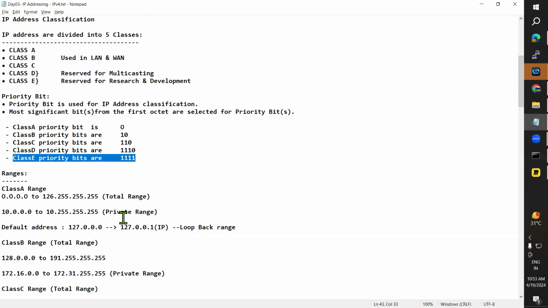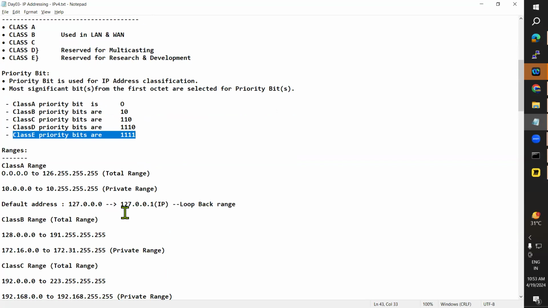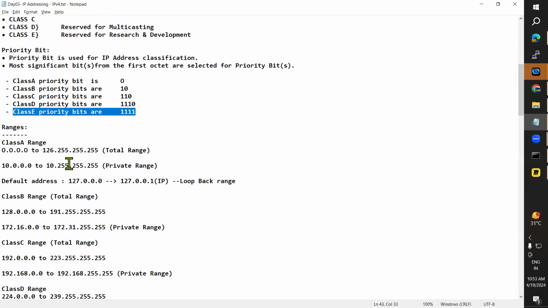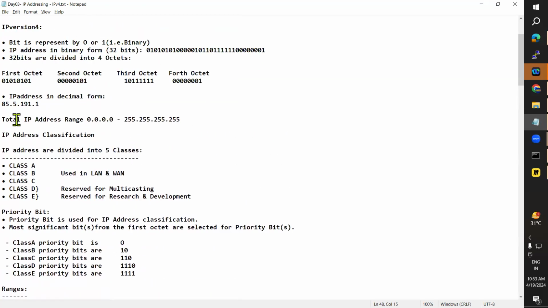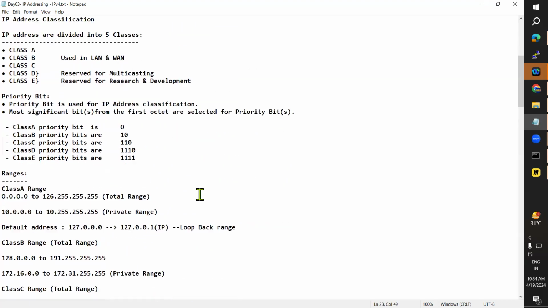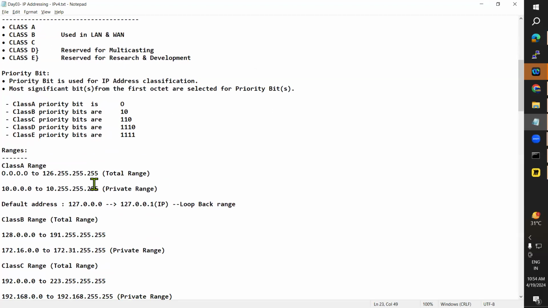And coming to ranges. From which range to which range is class A, class B, and class C, let's see now. This is the total range, don't forget this: 0 to 255.